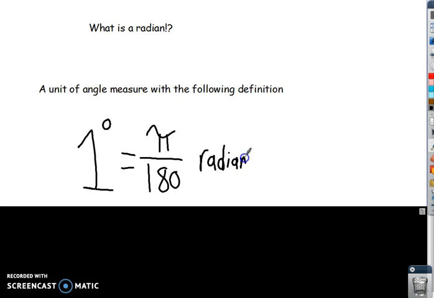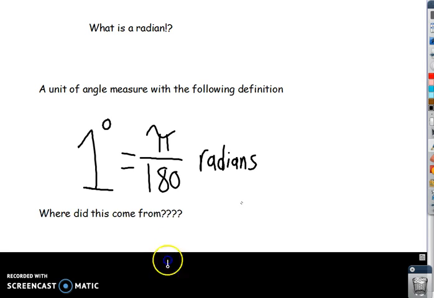Now, where does this come from? Well, radians is kind of a shorthand for radius, and this particular terminology was first used by Roger Cotes in the 17th century. He didn't call it radians back then, but he pretty much thought all of this stuff up.